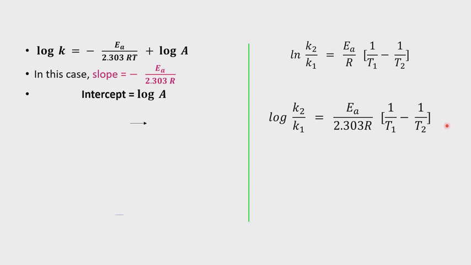Some confusion is here. When you use ln, that means log base e, you don't get 2.303. Is 2.303 available here? No, not available. But if you use log, you can see 2.303. This is a very important observation here. So these two formulas can be used for solving numericals.